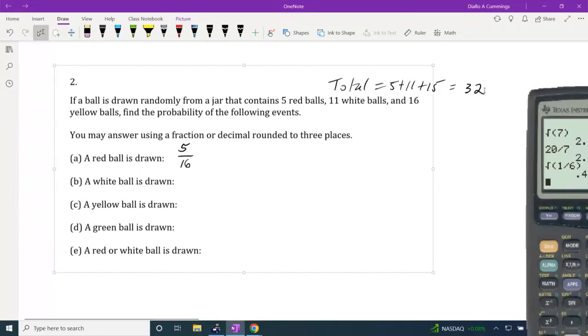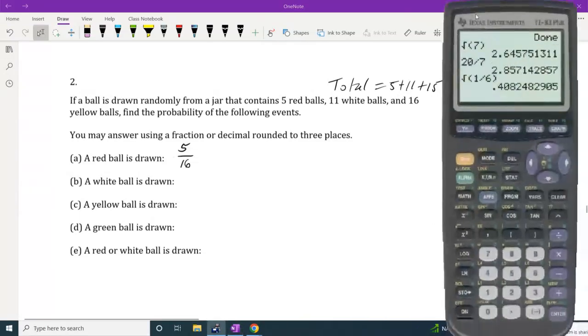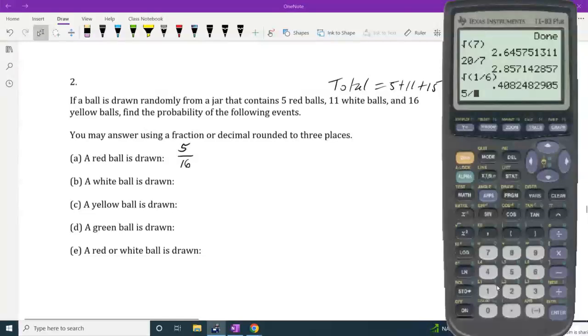Now we can decimalize these things in the calculator, but if you're leaving it as a fraction, just make sure it's always reduced to the lowest terms. So 5 out of 32 is 0.156.